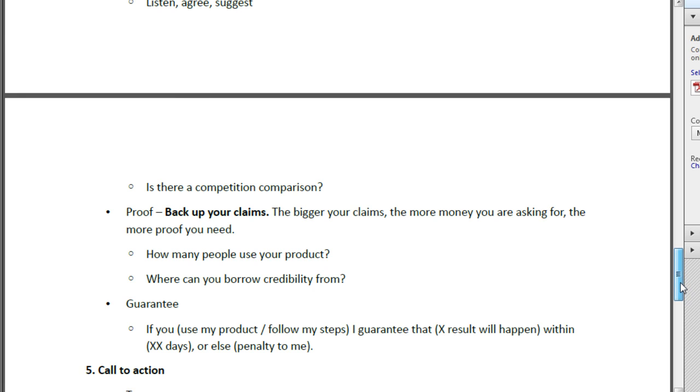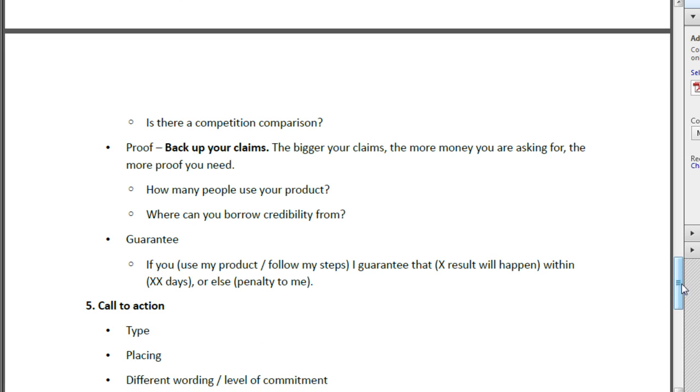A great way to finish off your thought sequence is to have what Perry Marshall calls a ballsy guarantee. A ballsy guarantee makes you look like you're taking a terrible risk, when in fact you're not. So the structure that you follow with the ballsy guarantee is that you say, if you use my product, follow these steps, implement the process, do the work, I guarantee that such and such a result will happen within so many hours or days, or else I'll refund your fee, change the product. And you can make this as strong as you possibly can.